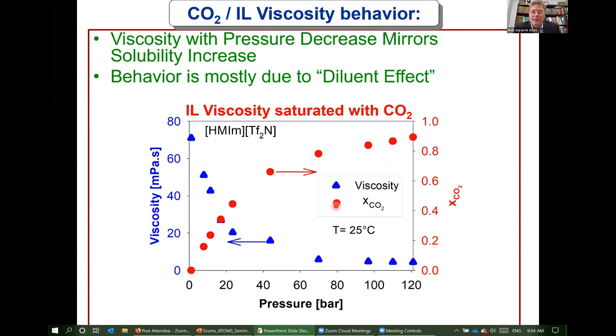So again, when it comes to how that gas affects the ionic liquids, at least momentum transfer, its viscosity, it's really more of a diluent type effect. We have this low viscosity fluid being dissolved into our more viscous ionic liquid.